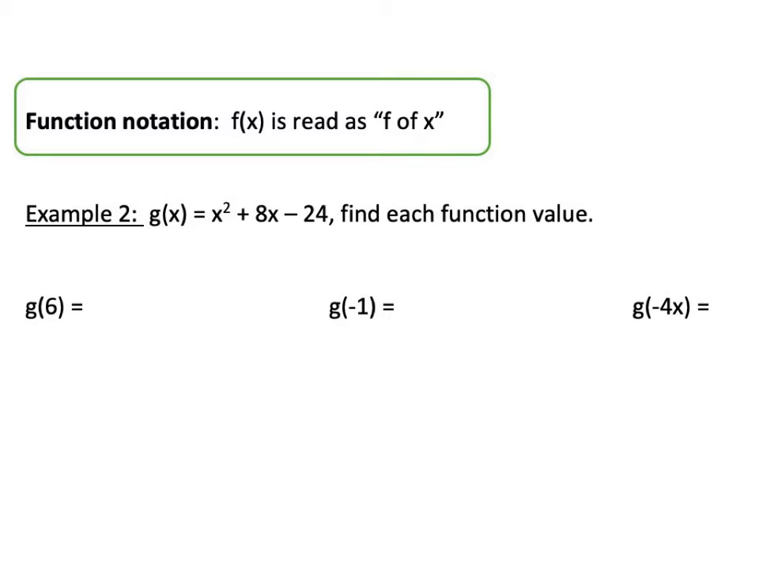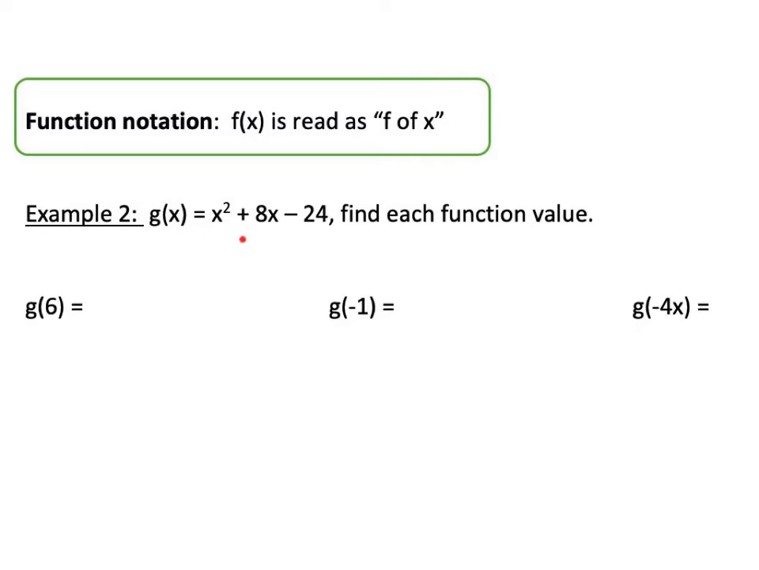I want to remind you of function notation. This notation here does not mean multiplication. It is read as f of x. It's another way of saying y equals. F is the most common letter you'll see, but you'll also see cases of g of x, h of x, or really any other combination. This is telling you that x is your independent variable and f of x is your dependent variable.